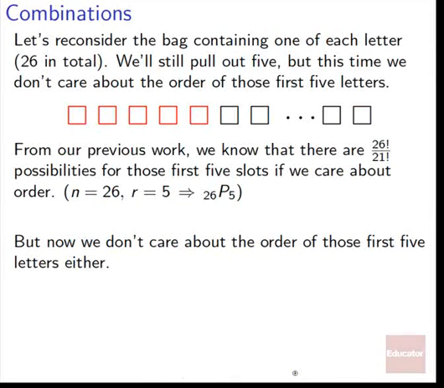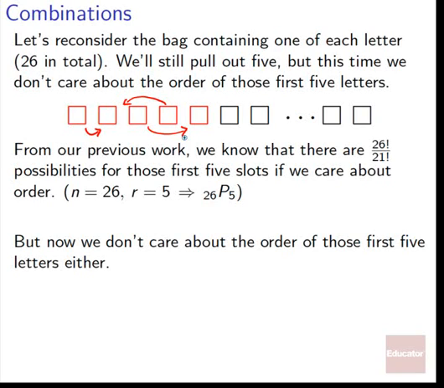Finally, combinations. Let's reconsider the bag containing one of each letter, so 26 in total. We'll still pull out 5 letters, but this time we don't care about the order of those 5 letters. So it doesn't matter if it goes in the way we pulled it out or we can swap the orders, and it is all the same thing from our point of view. Order does not matter in there.